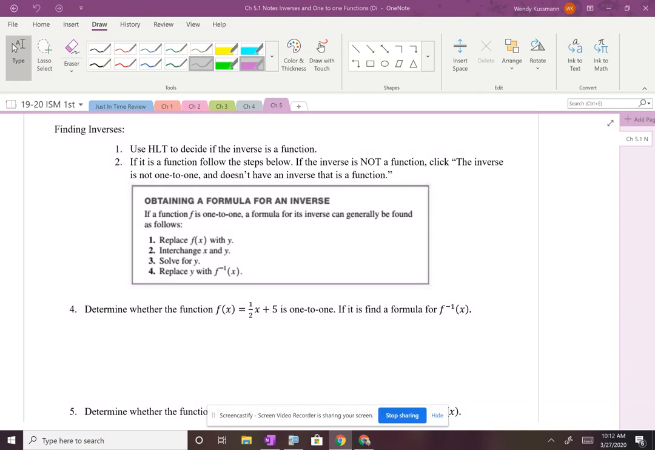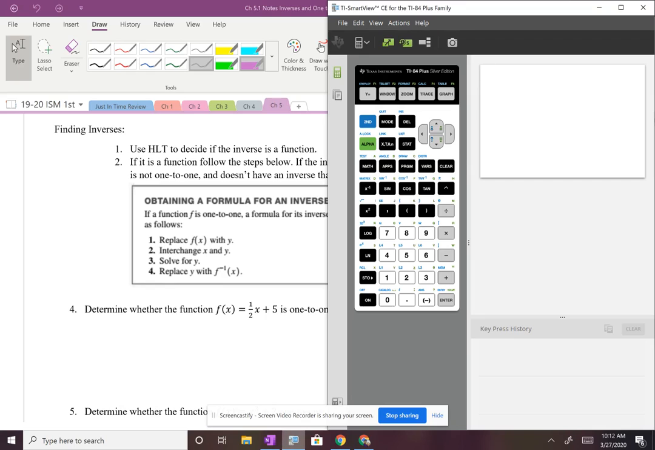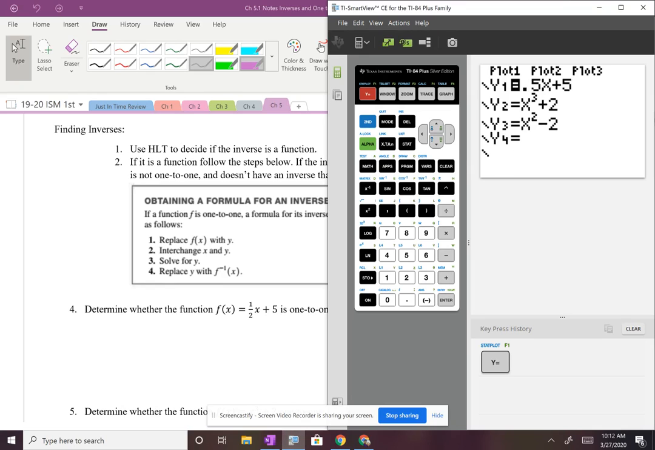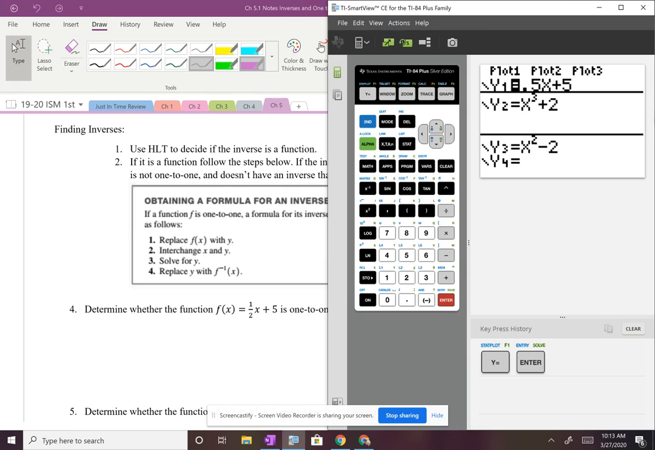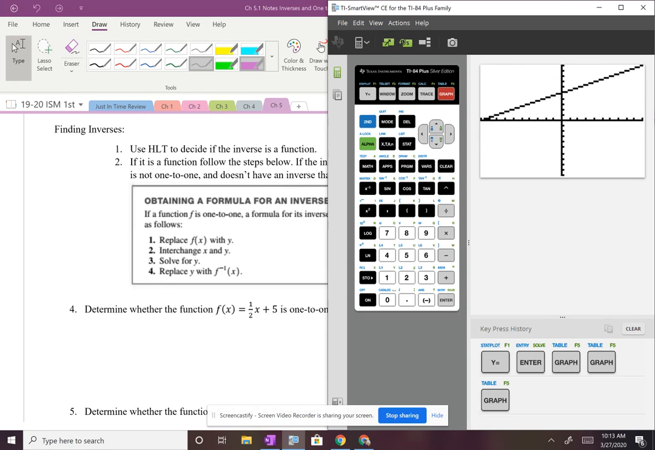Anywhere you're going to draw a horizontal line on this 1/2 x plus 5, it's only going to touch it once. But if you want to see that, you're going to go into y equals. Now, I already have mine here. I have 0.5 x plus 5. So I'm going to go ahead and graph it. There is our 1/2 x plus 5. Anywhere that you draw a horizontal line on this function, it's going to cross the graph exactly one time.